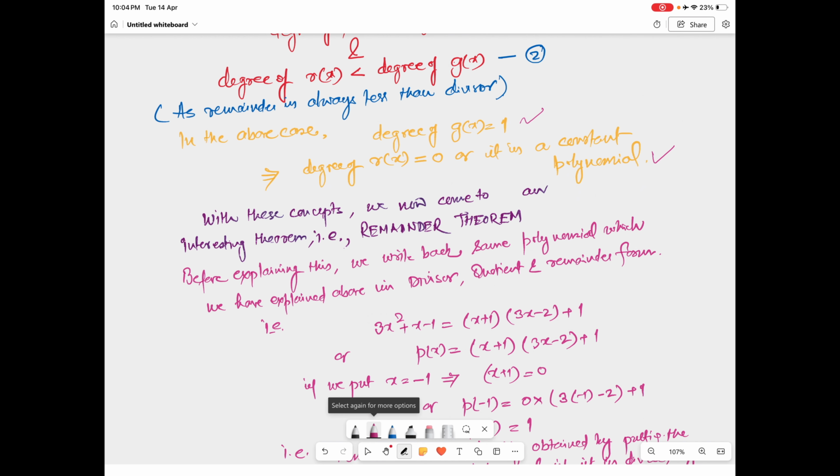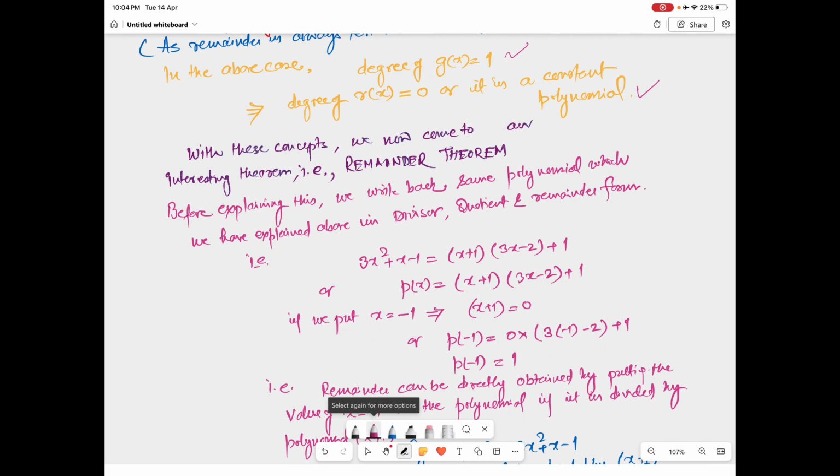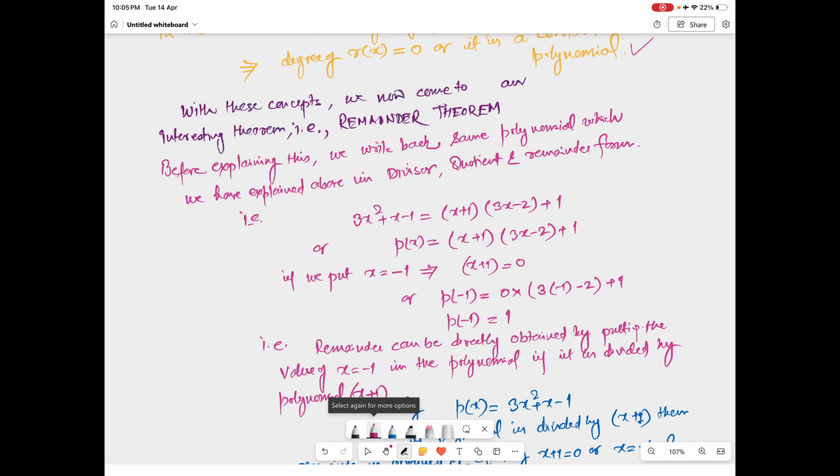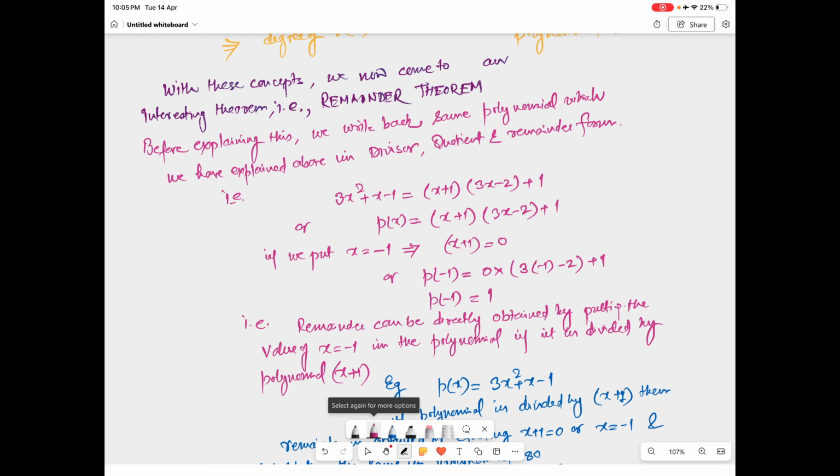Now with this concept, I will come on to the interesting theorem which is called the remainder theorem. Now before explaining this, we write back the polynomial which we have explained above in divisor, quotient and remainder form. I'll just explain once again. 3x square plus x minus 1, I have divided it and got x plus 1, 3x minus 2 plus 1, I have written it above.